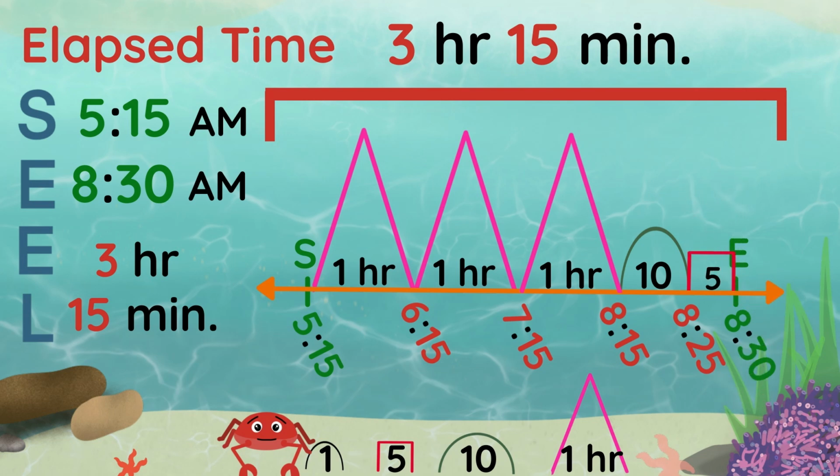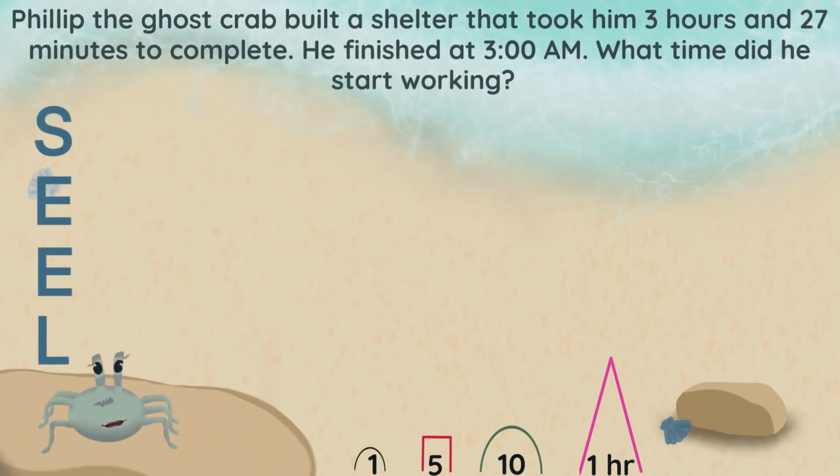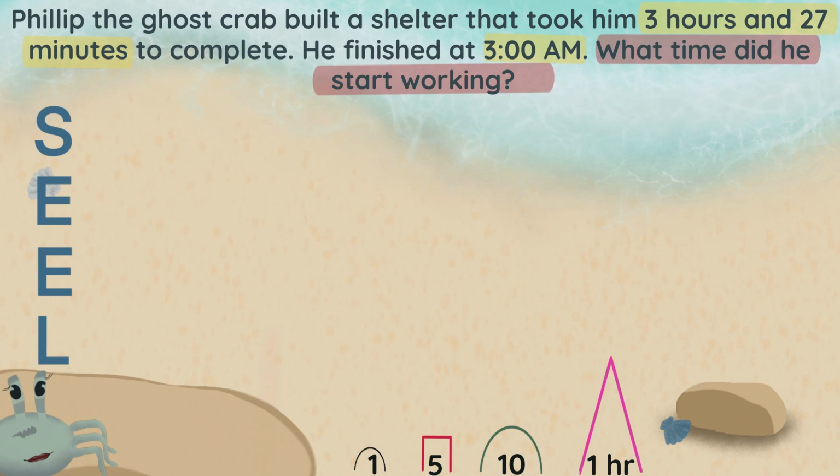Let's try another. Philip, the ghost crab, built a shelter that took him 3 hours and 27 minutes to complete. He finished at 3 a.m. What time did he start working?